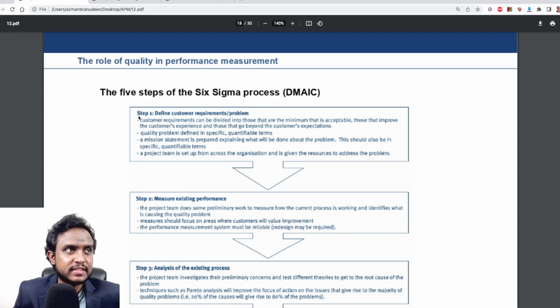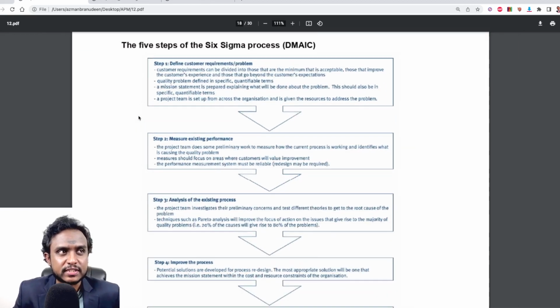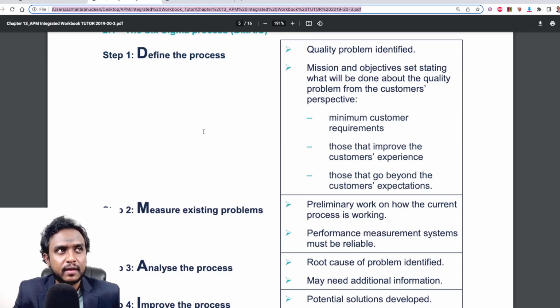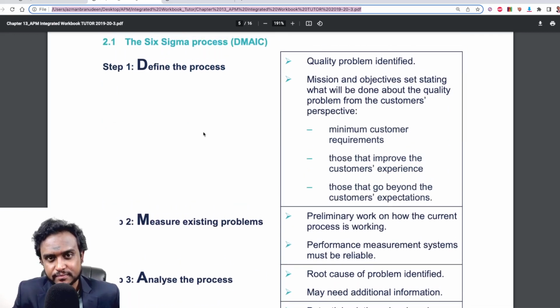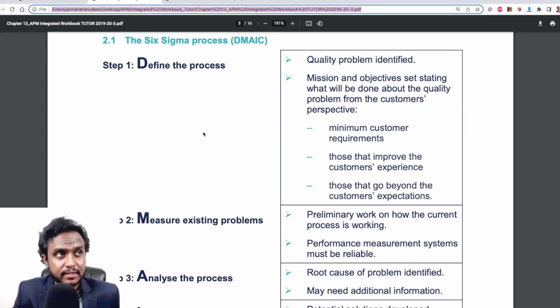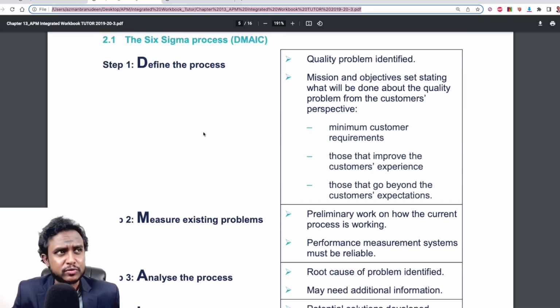The other aspect is that there is a standardized process to follow. It's called DMAIC. DMAIC is the Six Sigma process. Step one is defining the process. You identify your quality problem. Mission and objectives are set, stating what will be done about the quality problem from the customer's perspective. So that's the other element to Six Sigma, that the focus is on the customer's need.